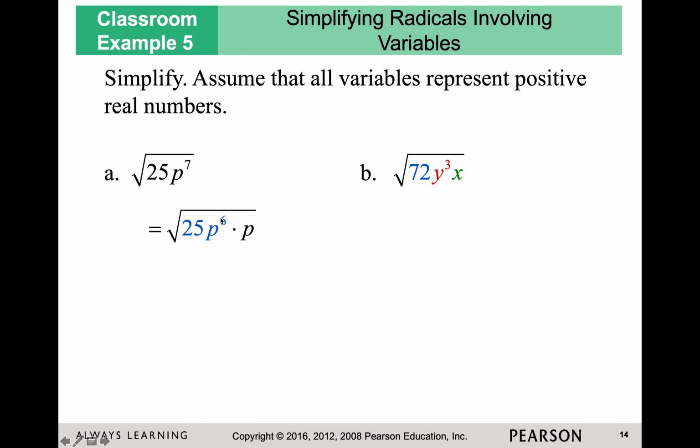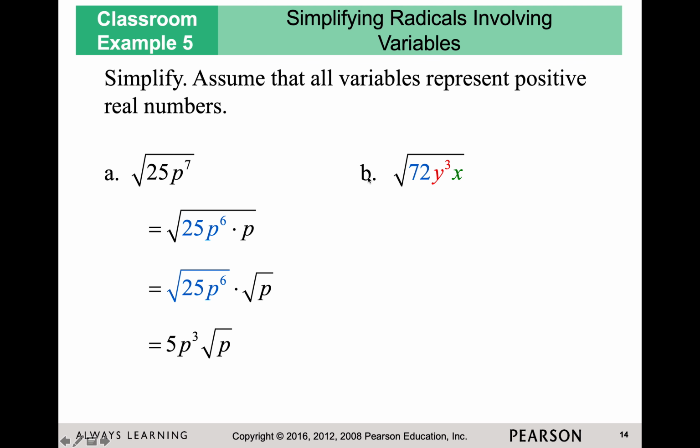Now, why did they break it into p to the 6? Because 7 divided by 2 is not a whole number. But if I break it up into p to the 6th times p, that is the same thing as p to the 7th. 6 divided by my index of 2 is a whole number. So I get 5 from the square root of 25. I get p to the third by doing 6 divided by 2 to get our rational exponent.